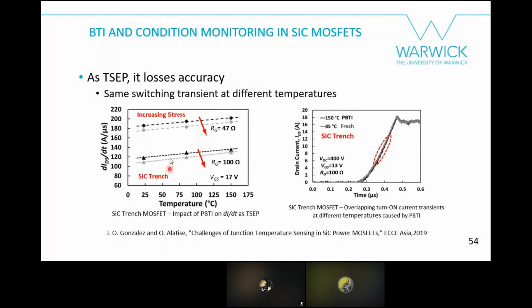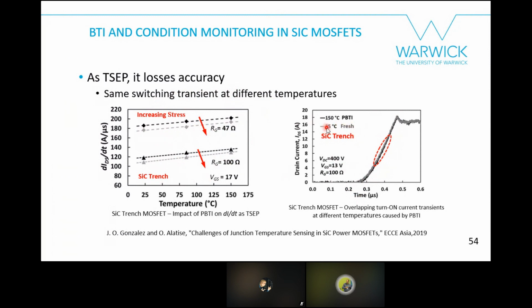So this means that your TSCP is going to lose accuracy. Here in black is just the initial calibration curve. And then after increasing the stress, you can see how your TSCP has changed at different gate resistances. So the key is that you may have the same switching transient at different temperatures.